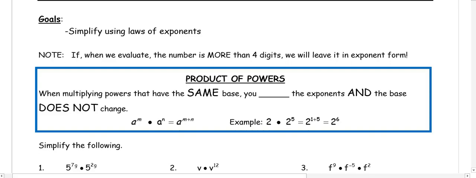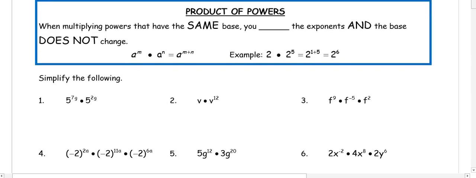This video is about simplifying using the law of exponents. So remember that when we evaluate, if a number is more than 4 digits, we're going to leave it in exponential form. So, product of powers. When we are multiplying powers that have the same base, for example 2 and 2, you are going to add the exponents, but the base does not change.